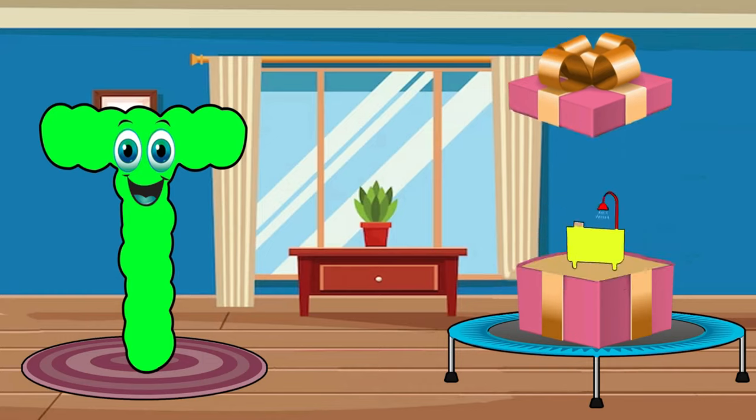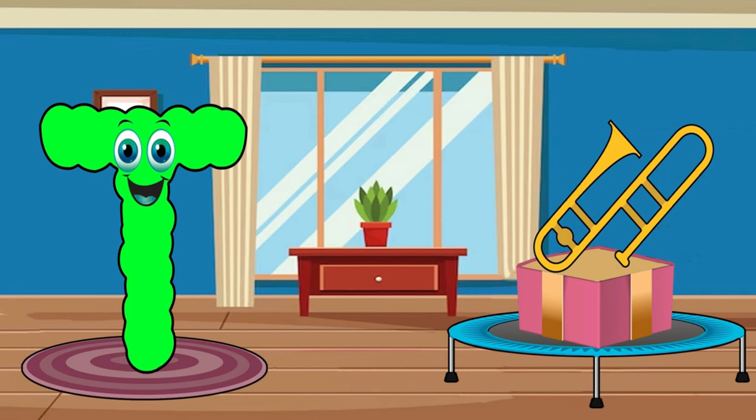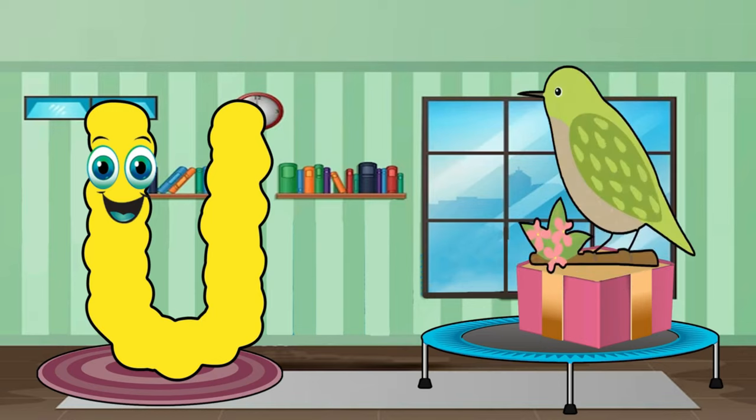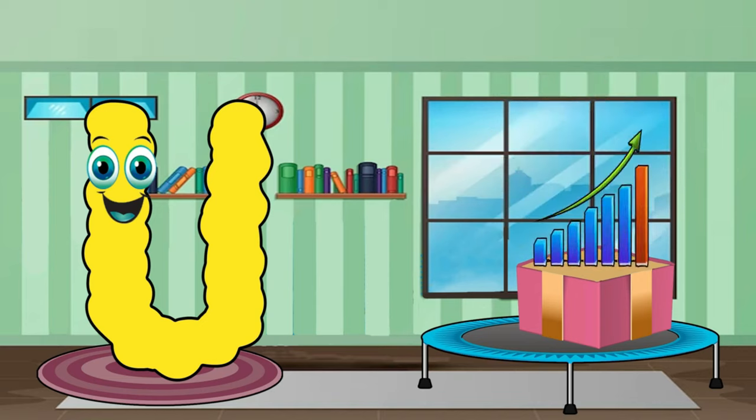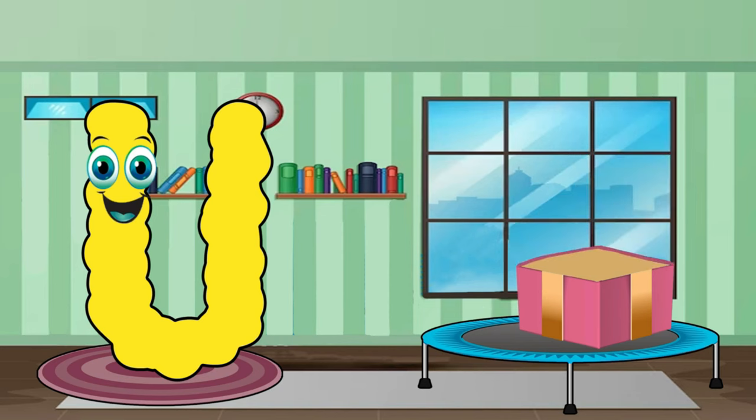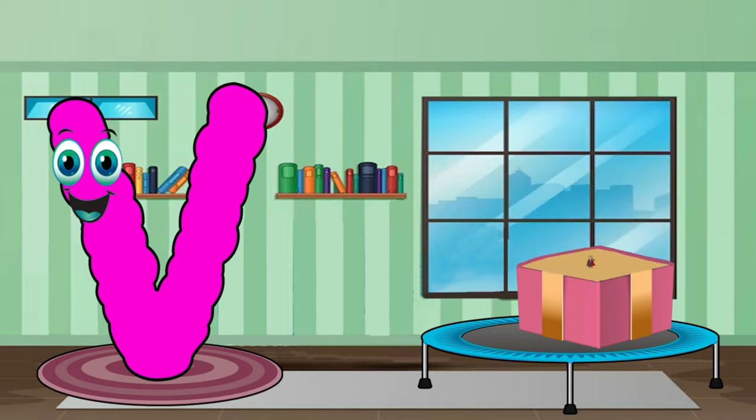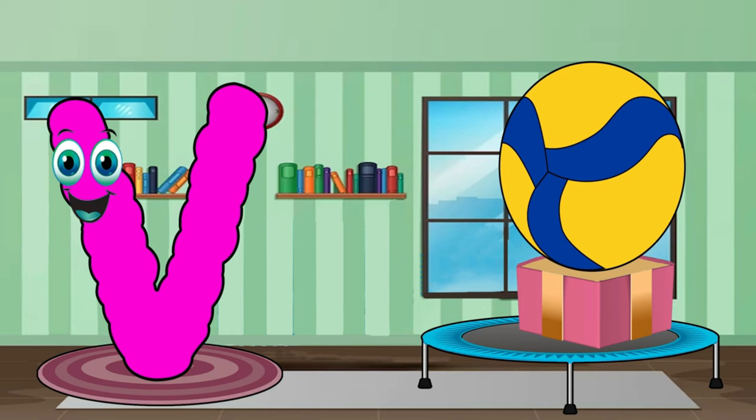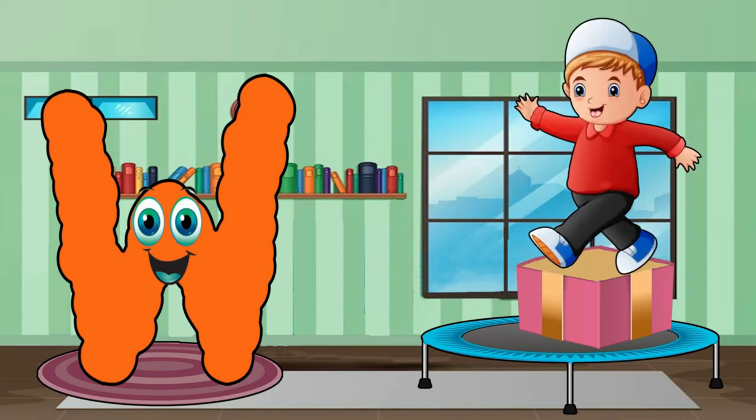T for tub. T for tall. T for trombone. U for Uguiso. U for urchin. U for up. V for van. V for vampire. V for volleyball. W for walk.